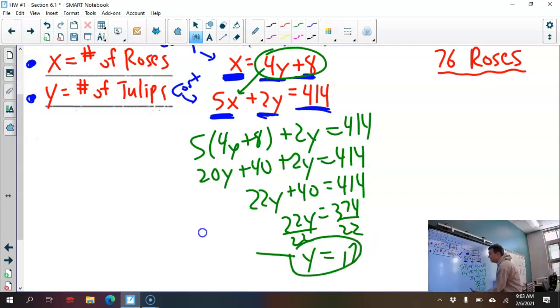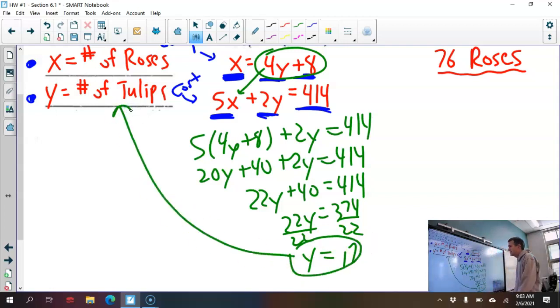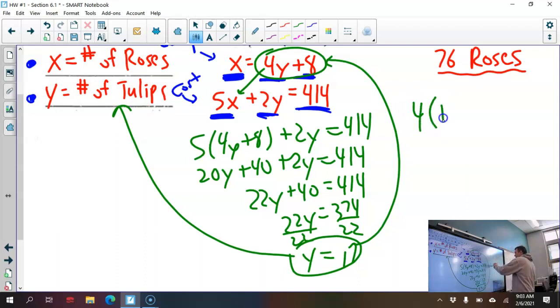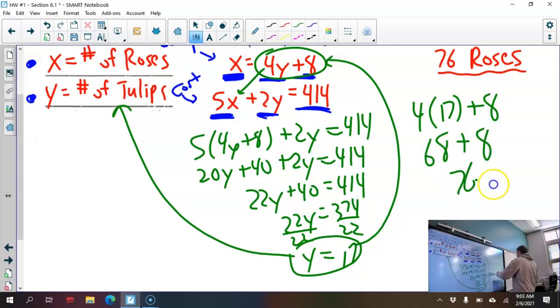Now, that is the number of tulips which they did not ask for. But I can take that and put it back in here to get the number of roses. That would be 4 times 17 plus 8. That would be 68 plus 8, which is 76 roses, right?